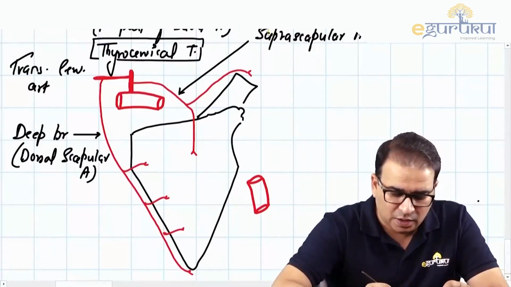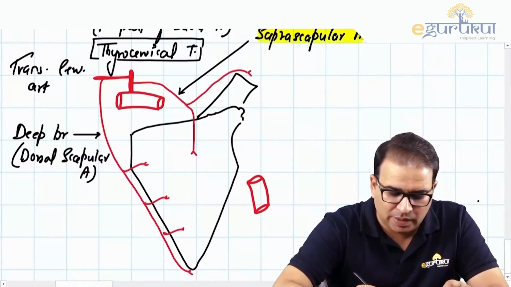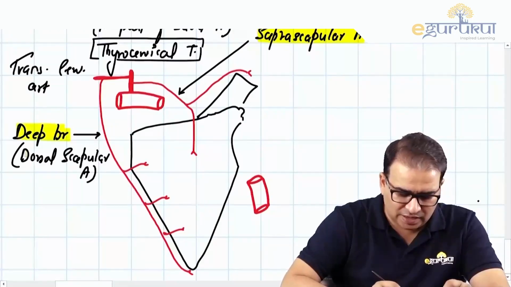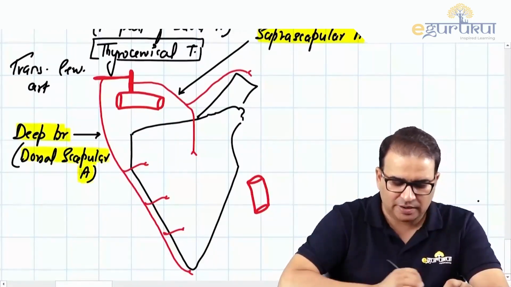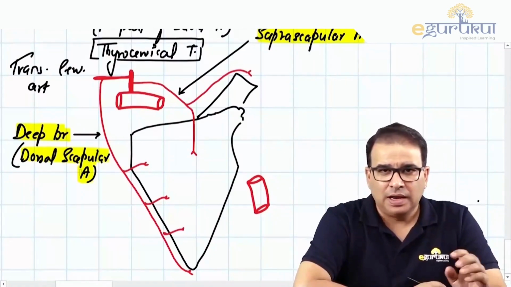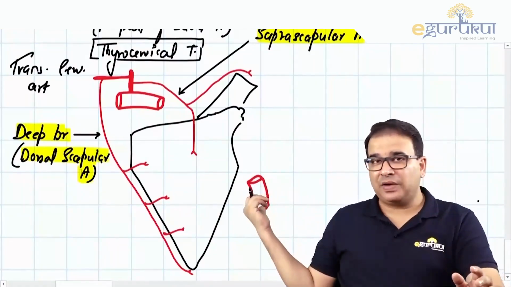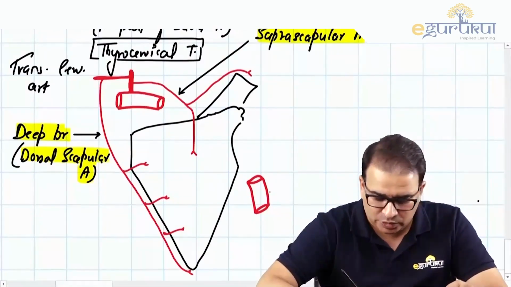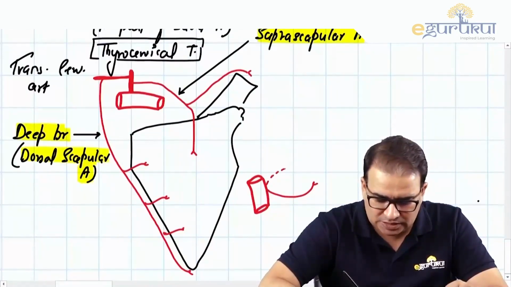Let me repeat that again. We said what? Suprascapular artery, number one. And second is a deep branch of transverse cervical, also called the dorsal scapular artery. Okay. Now it's time to look at the third part of axillary artery. Now you already know the branches from the third part of axillary artery include an anterior circumflex humeral artery and a posterior circumflex humeral artery.